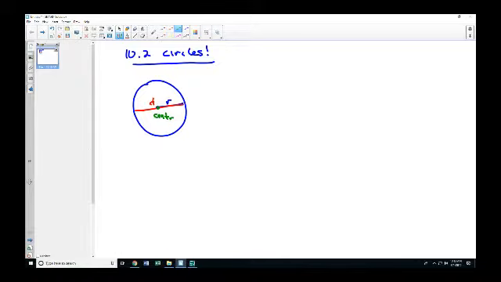Okay, so the center will have a set of coordinates. We use the letters H and K for centers in these shapes. So we'll use the center and the radius, and that will define our circle. The formula is as such.